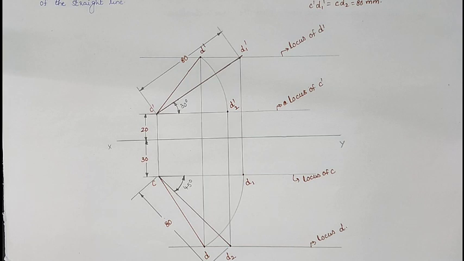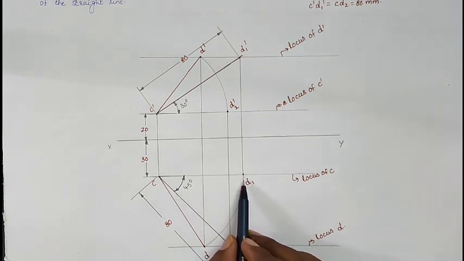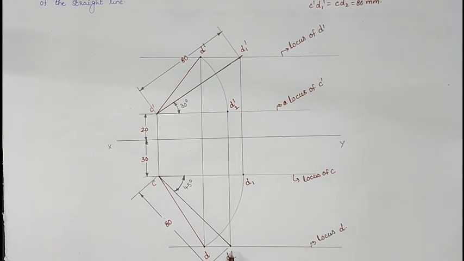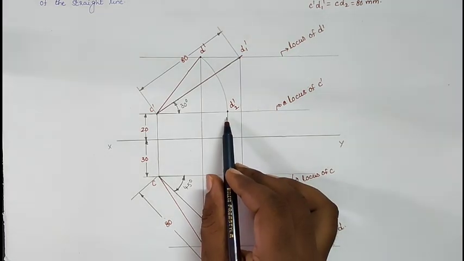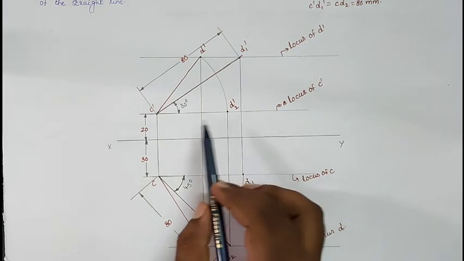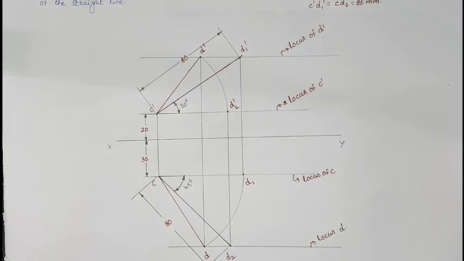So after drawing C1 dash, C dash D1 dash and CD2 with 80 mm, from point D1 dash we will draw a vertical projection line up to the C horizontal line. Similarly, from point D2, we will draw a vertical projection line in upward direction up to the C dash horizontal line. So locate D2 dash and D1.